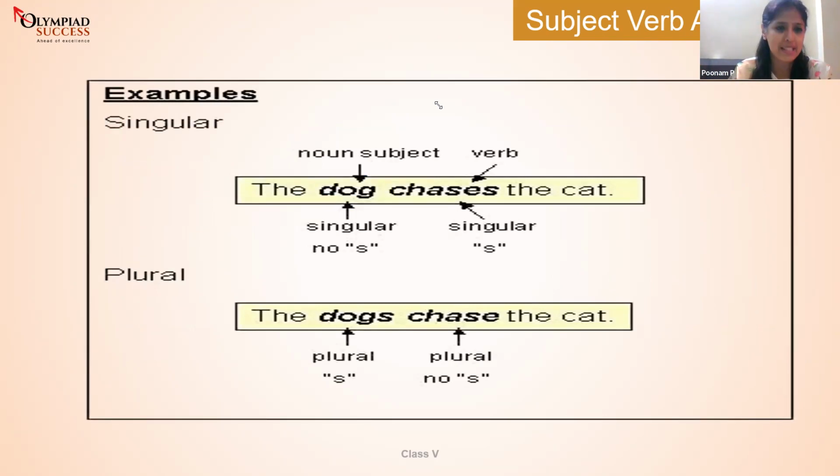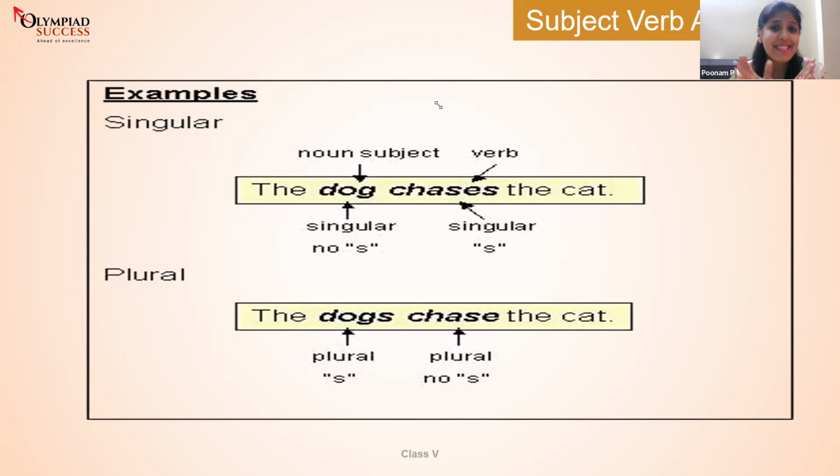Now, let's look at the examples. The dog chases the cat. Here, clearly, we understand the dog is the subject. And in which form is this? Singular or plural? Singular. So, chases is the verb.